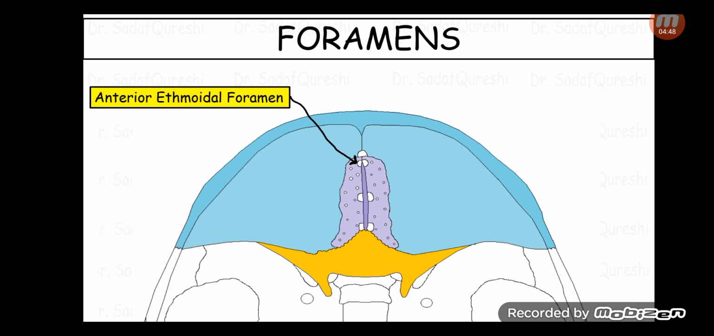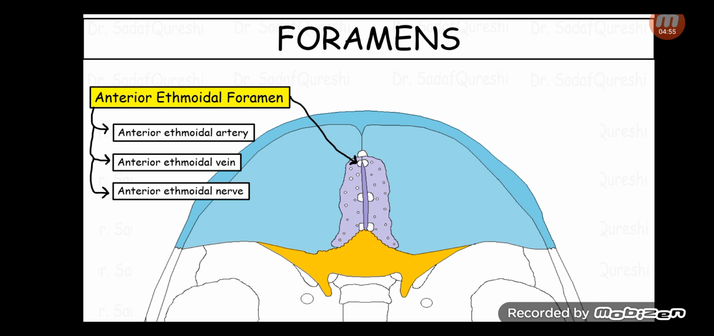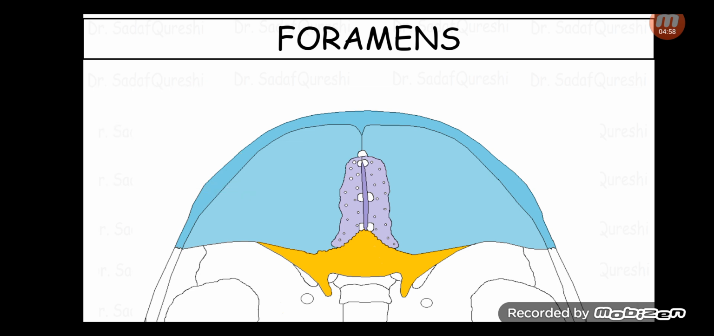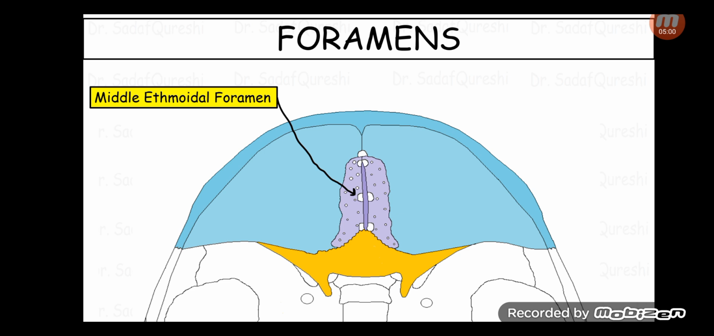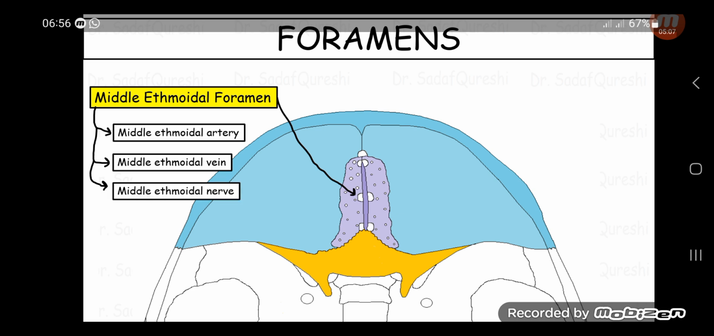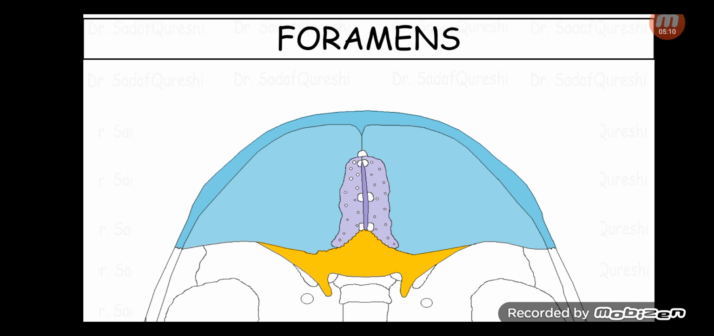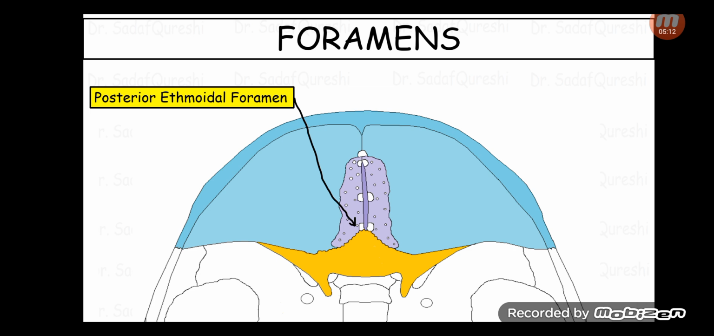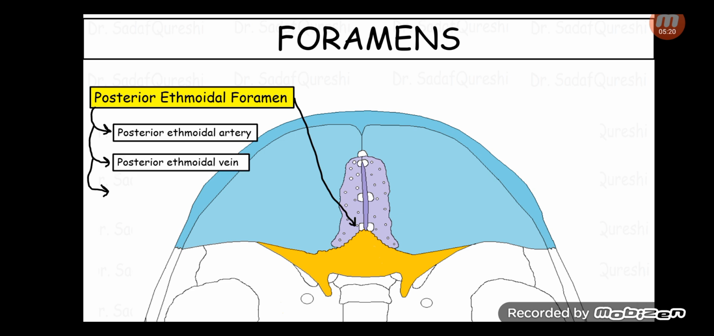The next foramen in anterior cranial fossa is the anterior ethmoidal foramen. It gives passage to the anterior ethmoidal artery, anterior ethmoidal vein, and anterior ethmoidal nerve. The next foramen we are going to talk about is the middle ethmoidal foramen. It gives passage to the middle ethmoidal artery, middle ethmoidal vein, and middle ethmoidal nerve. The next foramen is the posterior ethmoidal foramen. It gives passage to the posterior ethmoidal artery, posterior ethmoidal vein, and posterior ethmoidal nerve.